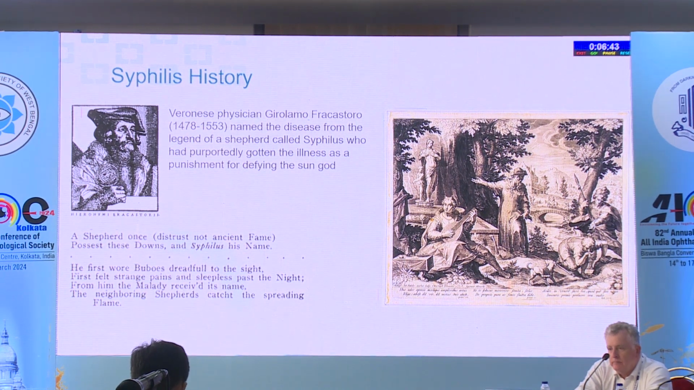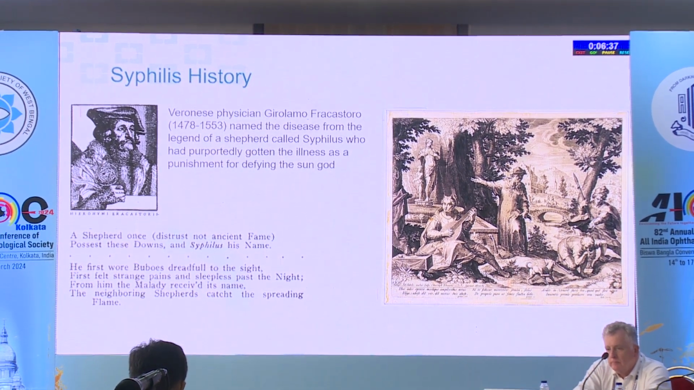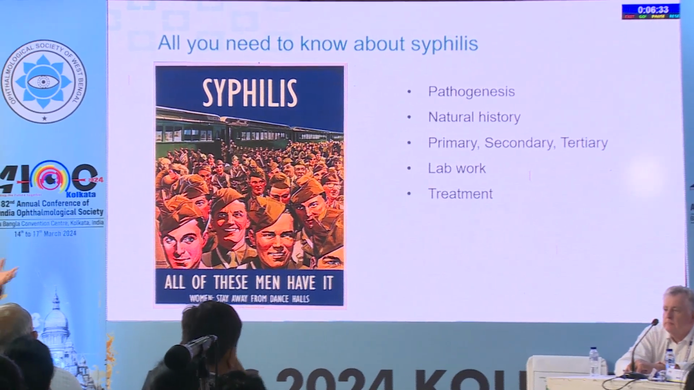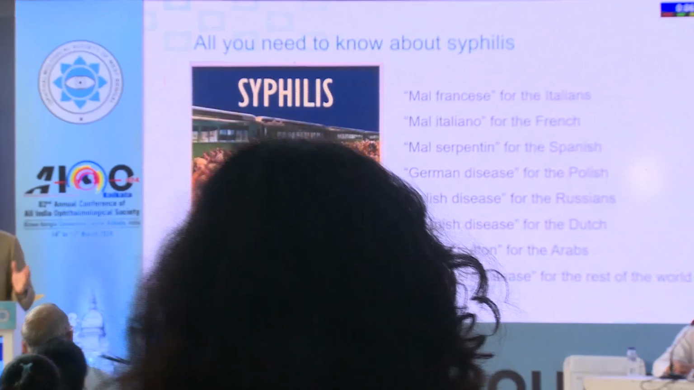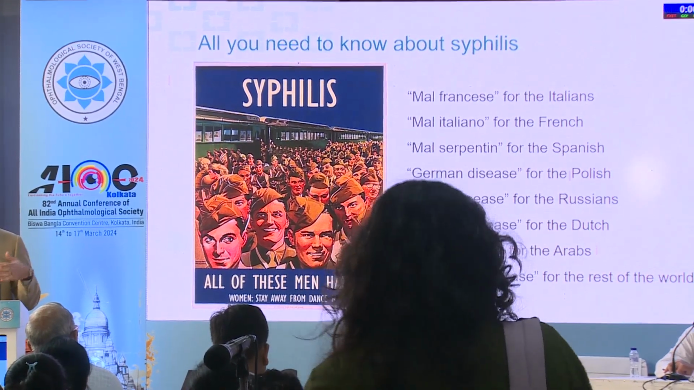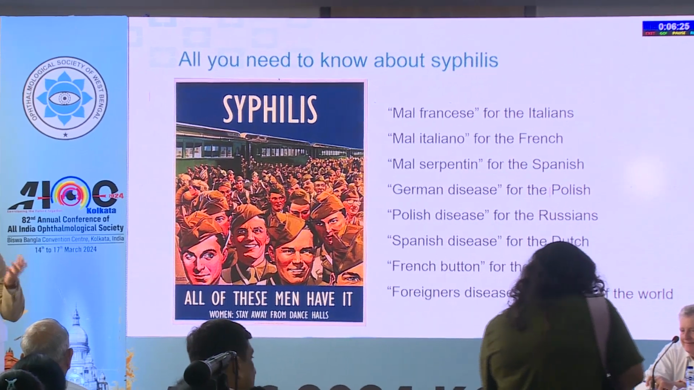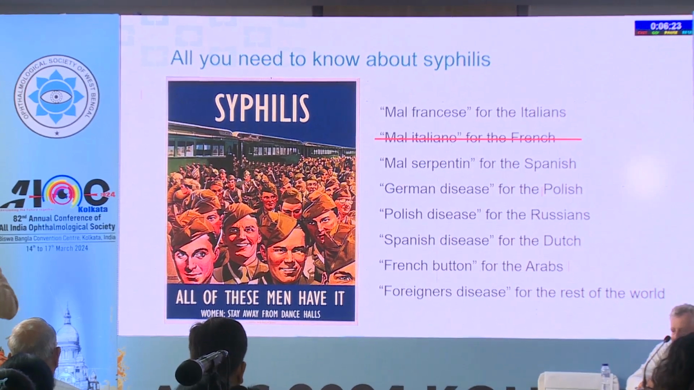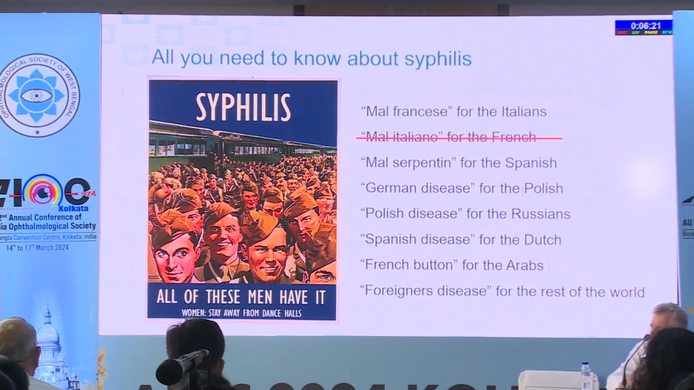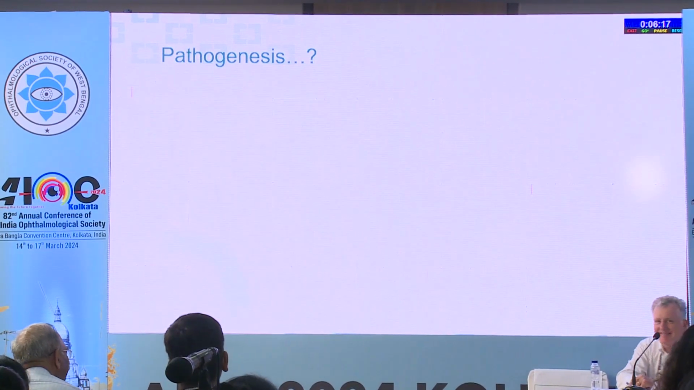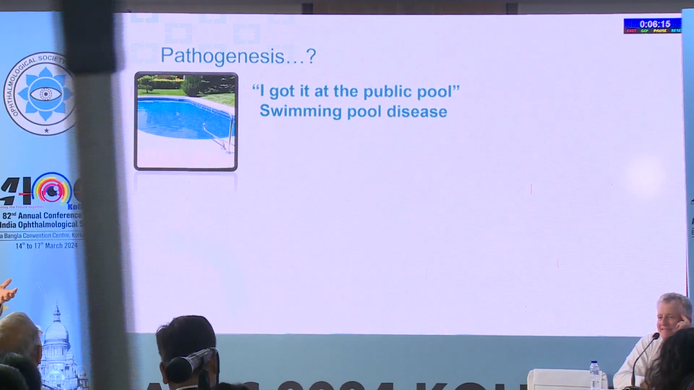Because of Syphilus, who was a shepherd, and he got punished by the gods, and he got these particular illnesses. All you need to know about syphilis is that, except you Indians, every European population called it by the name of the other country they hated. For example, the French call it the Italian disease. But trust me, Italians are very, very clean in these things, and we don't have syphilis in Italy. Zero syphilis in Italy.